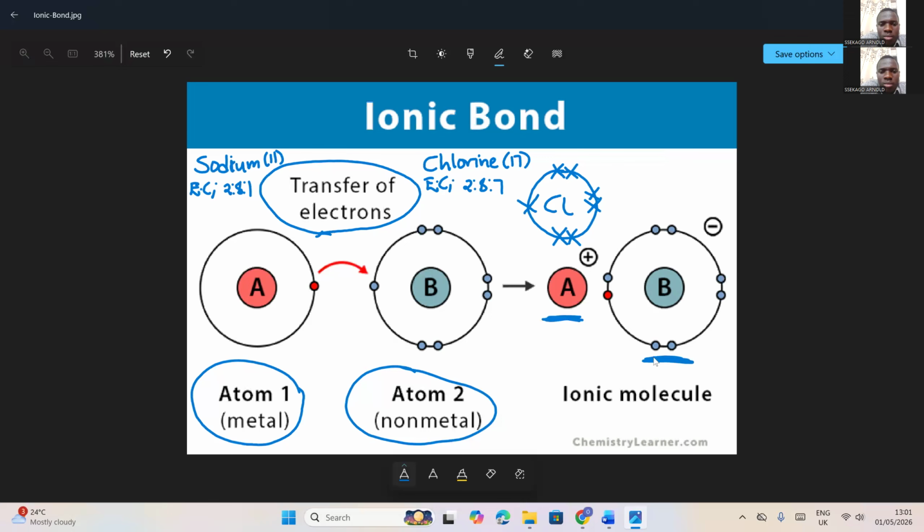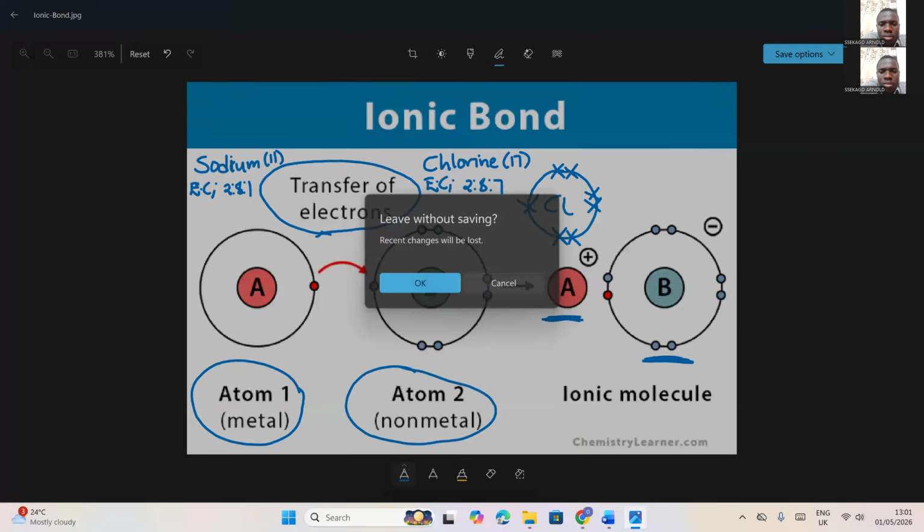Allow me to stop sharing this. So the force of attraction which binds A and B, sodium ion and chloride ion, is what we call an ionic bond.